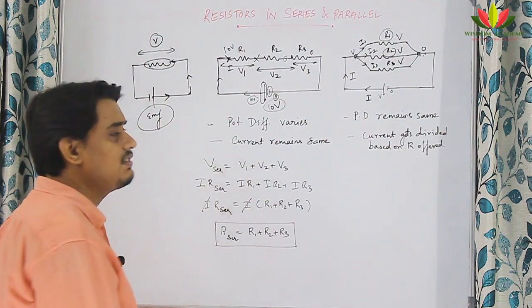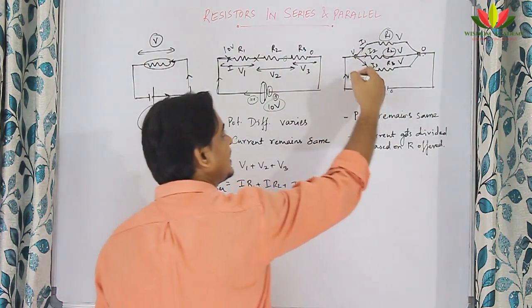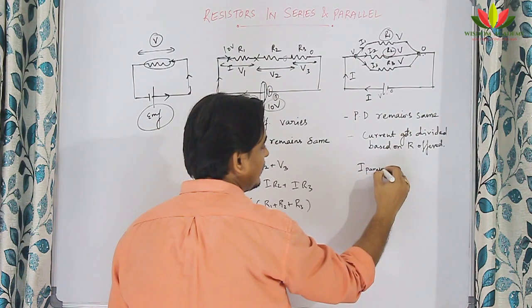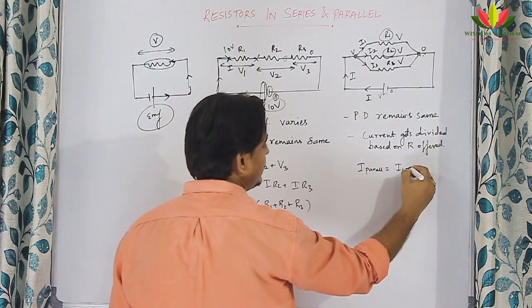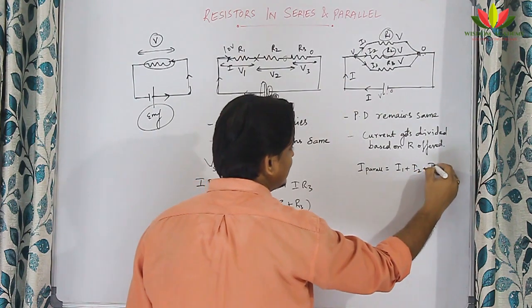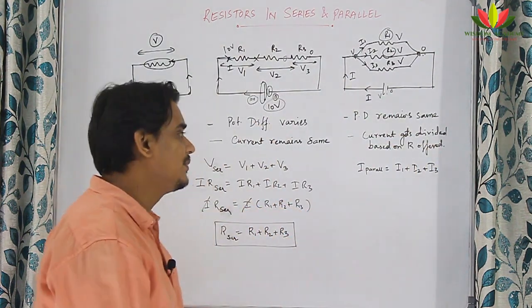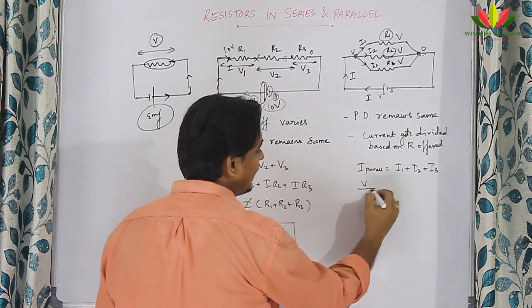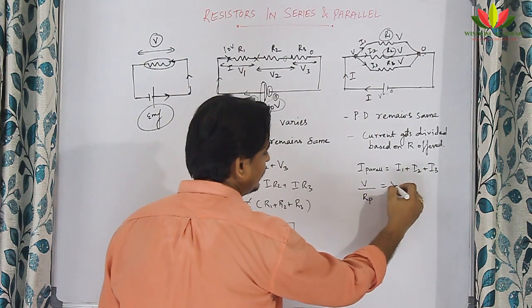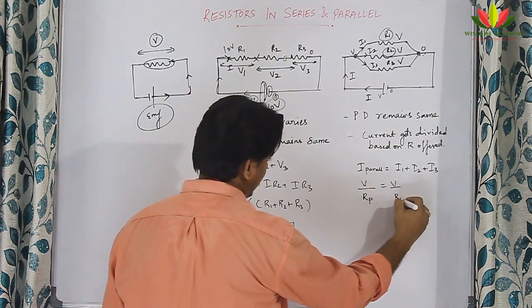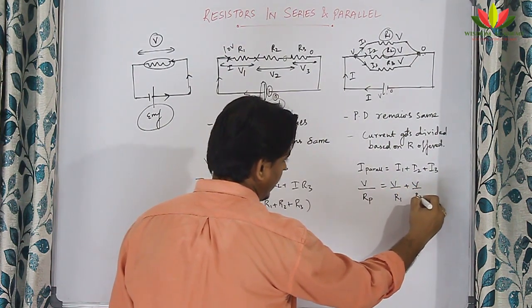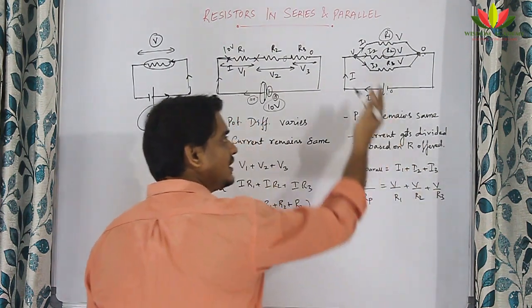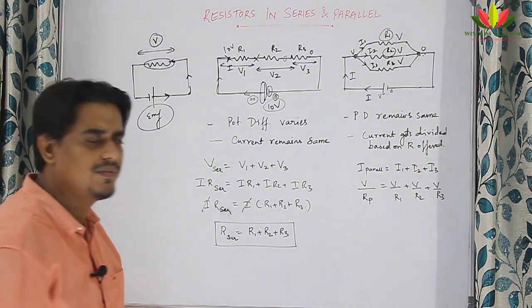Okay. Let us see a parallel connection. In parallel connection, the current gets divided. So I in parallel is equal to I1 plus I2 plus I3, because V remains the same. And we know by Ohm's law V is equal to IR, so I is equal to V by R. So V by R parallel is equal to V by R1 plus V by R2 plus V by R3. Why have I written V the same here? Because there is the same potential difference everywhere. There is no V1, V2, V3.